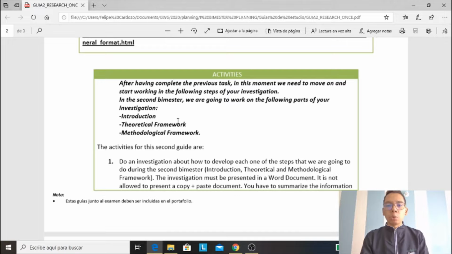During the second bimester, we are going to work on introduction, theoretical framework, and methodological framework.